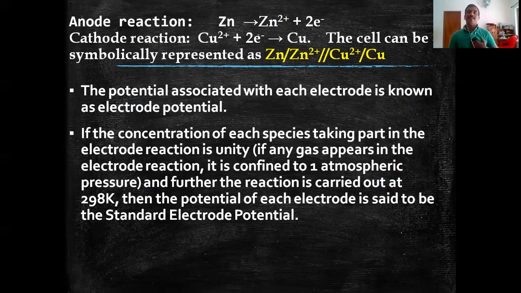And what is standard electrode potential? Standard electrode potential is the electrode potential measured at standard conditions. That means at 1 molar concentration, 1 atmosphere pressure, and 298 K temperature. That is standard electrode potential.